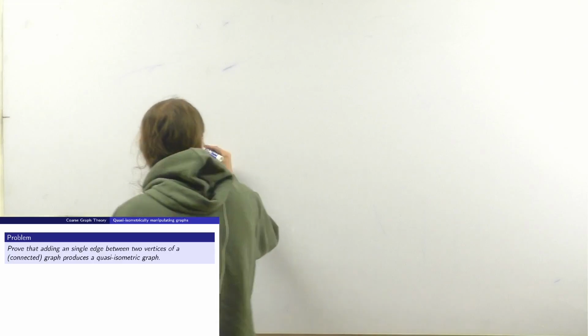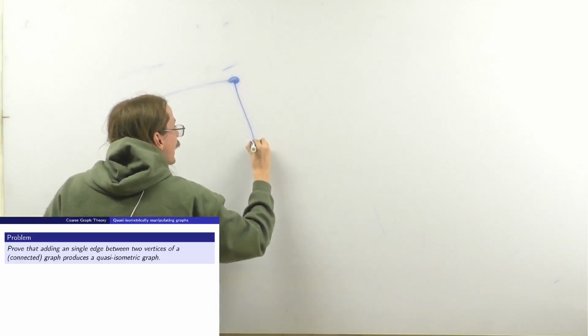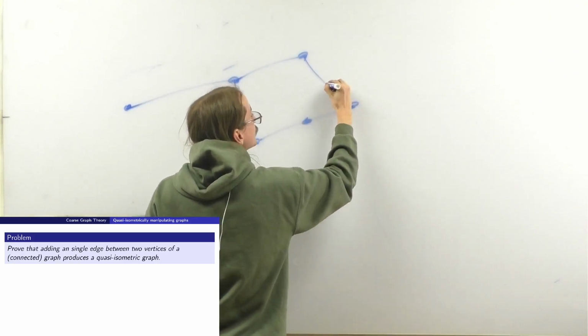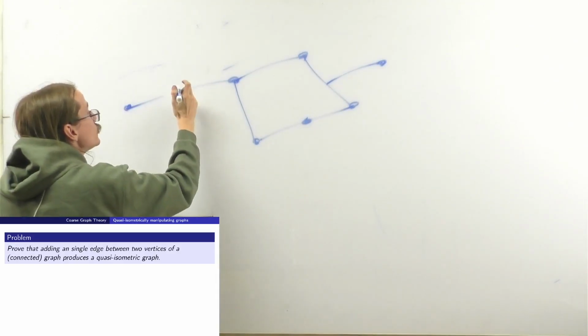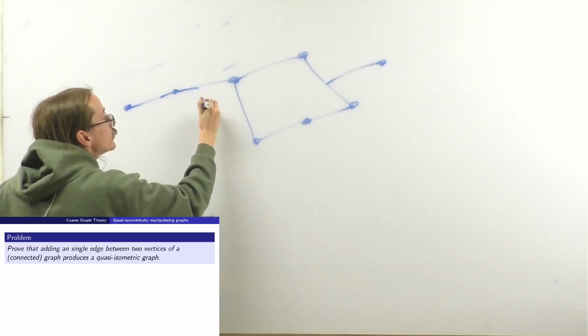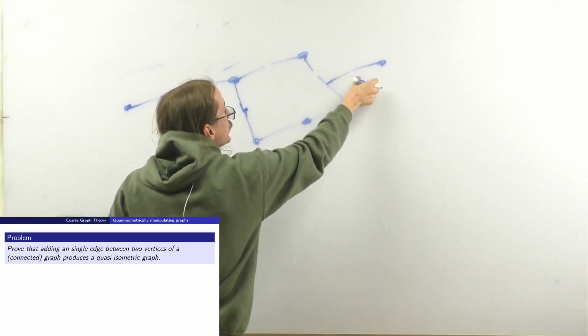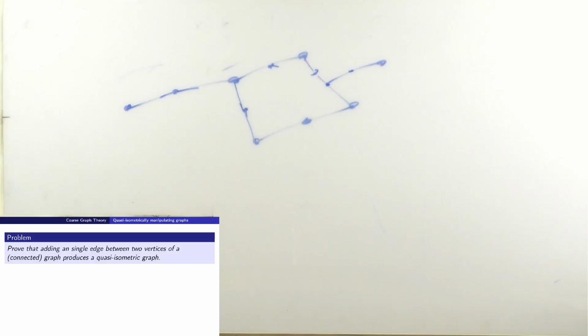So we have a graph, and we want to prove that if I were to take every edge in this graph and drop a vertex in the middle of each edge, subdividing it, so I split this edge, drop a vertex right here, split this edge, drop a vertex right there, split every edge, put vertices in them, then the new graph I have produced is quasi-isometric to the one I started with.